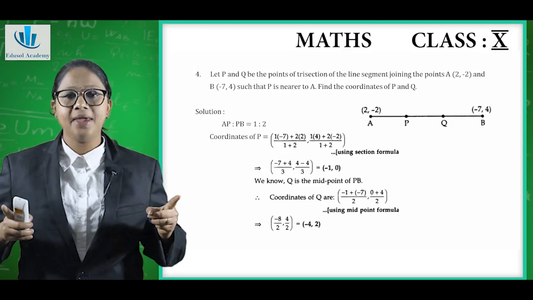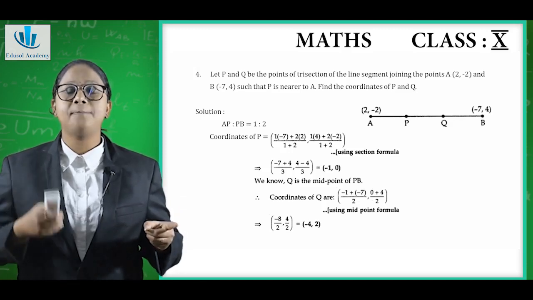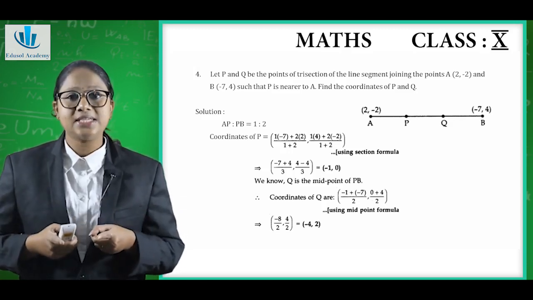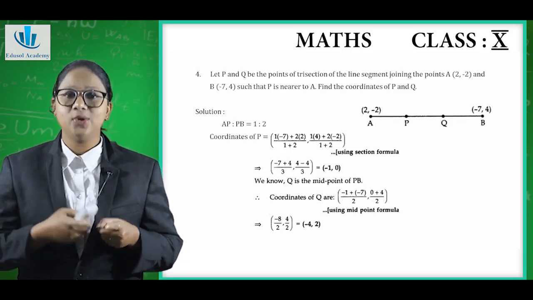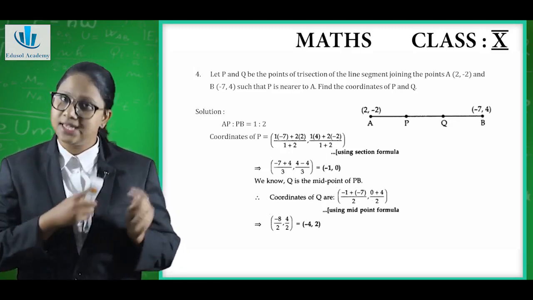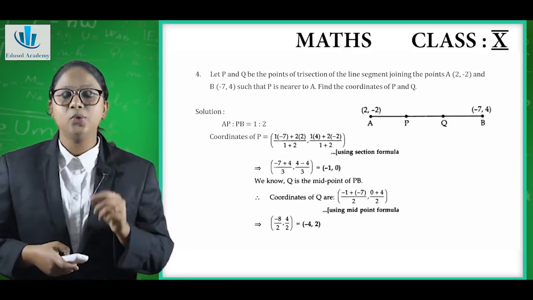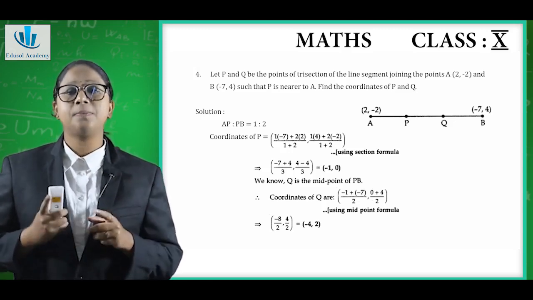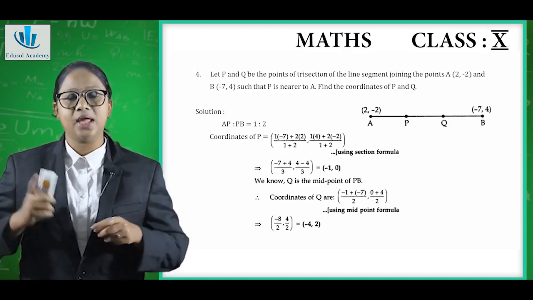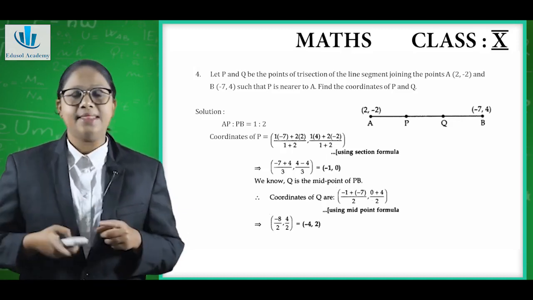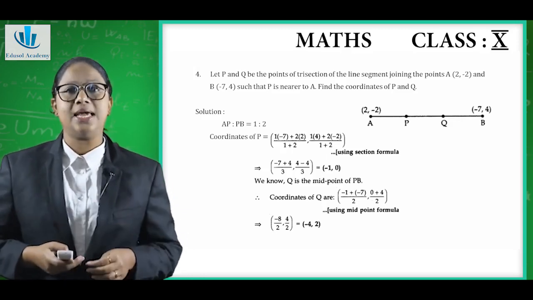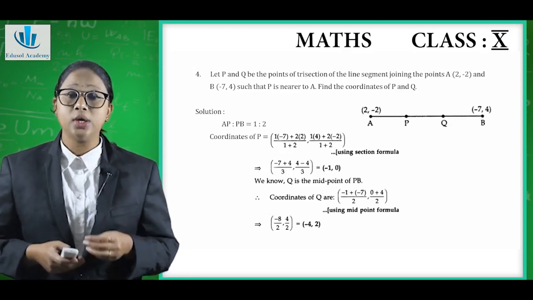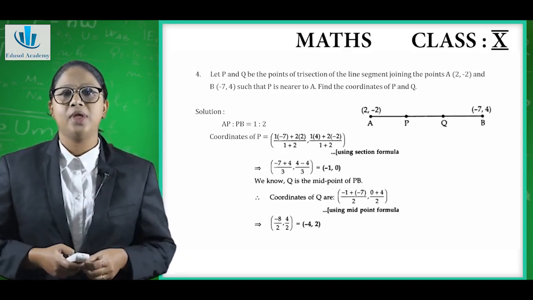So there is a line AB and there are 2 points P and Q, so that AP is equal to PQ is equal to QB, trisection. So P and Q are trisecting the line joining AB such that P is closer to A. So A, P, Q, B. That is the order of the points in the line. We have to find the coordinates of both P and Q.